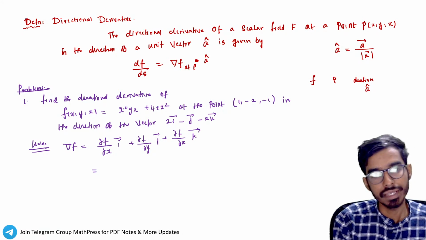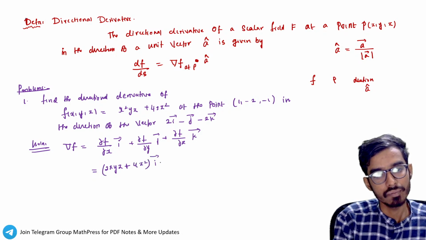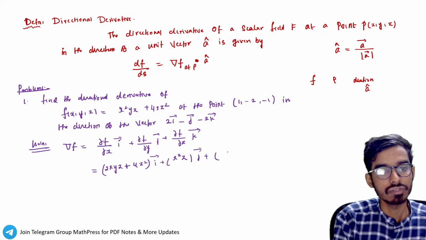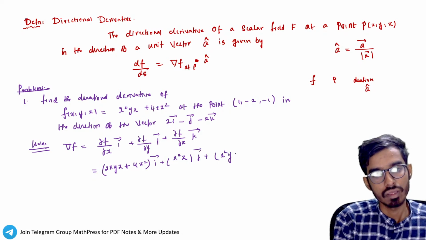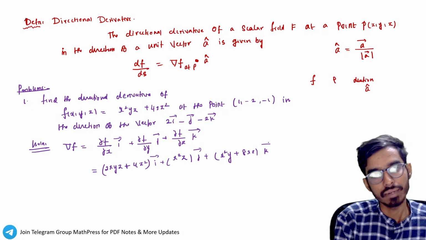So dou f by dou x will be 2xyz plus, with respect to x, 4z square into i vector. Now with respect to y, so x square z, and this will be 0 into j vector. With respect to z, this will be x square y plus, with respect to z, it will be 8xz into k vector, right?